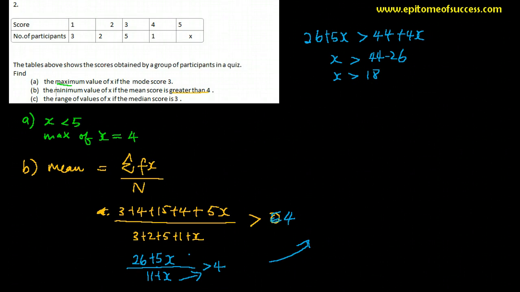Okay, so the minimum value of x, so that means x has to be bigger than 18. So what's the minimum of x? If it has to be bigger than 18, the minimum of x is 19, right? x can be 19, 20, 21, 22. The smallest number is 19. So that is the answer for B. Alright? So the only thing that is tricky here is the fact that it is greater than. You form an inequality instead of an equation. Alright? You have to understand the meaning of minimum value.